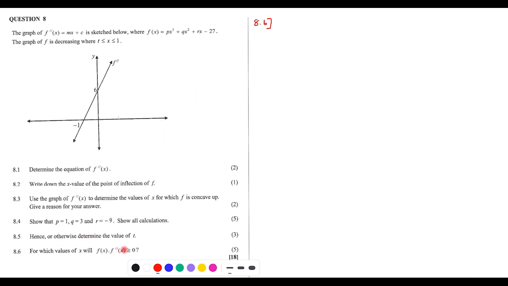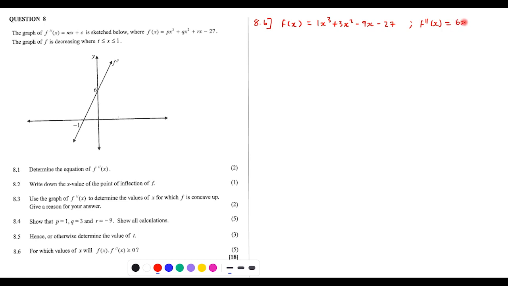All right, now how are we going to do this? So basically, first of all, we're going to need to write our f of x. So let's write our f of x. Now f of x is 1x cubed plus 3x squared minus 9x minus 27, and then our second derivative is going to be equal to 6x plus 6.